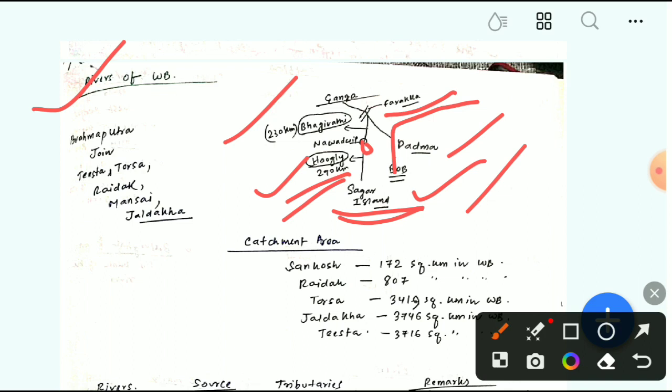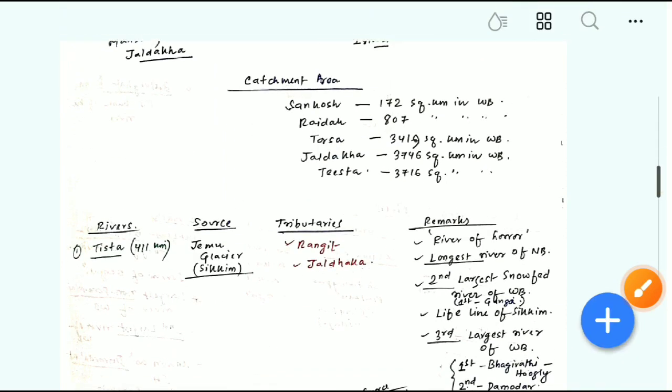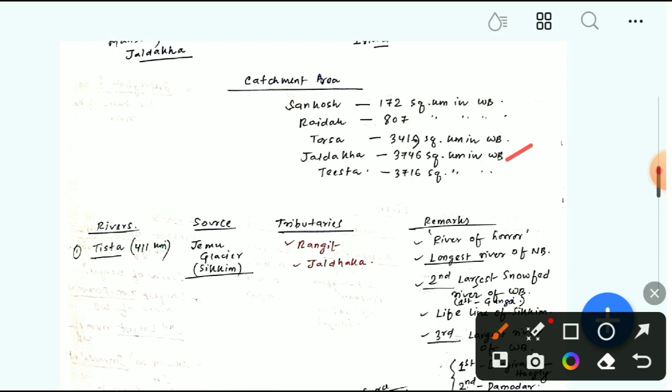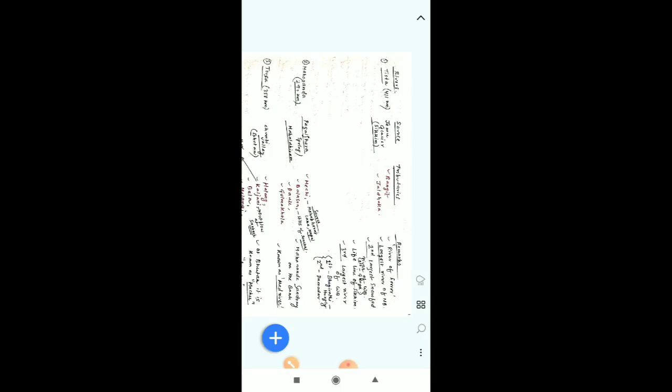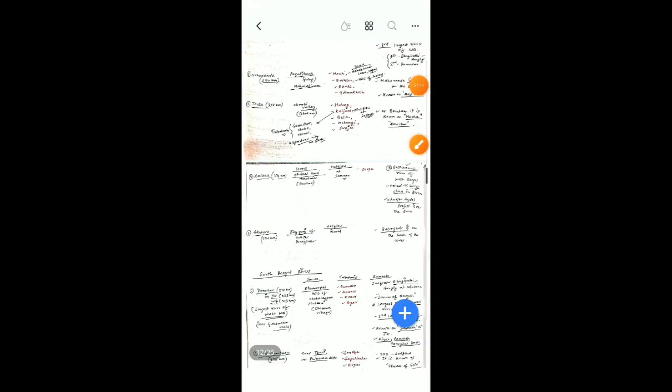So what are the rivers' catchment areas? Sankosh 172 square kilometers, Raidak 807, Torsha 3419, Jaldhaka 3746, and Tista 3716. So Jaldhaka's catchment is more, which is in North Bengal. Next we'll see the rivers, their sources and tributaries, and the important remarks regarding the rivers.